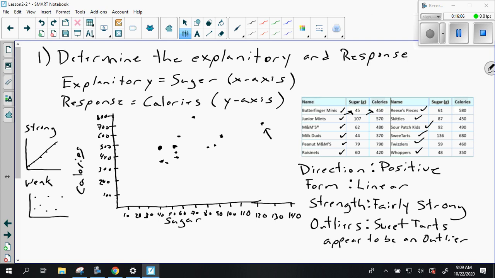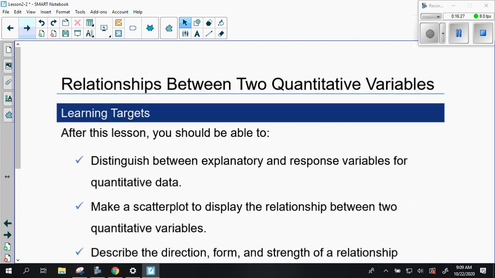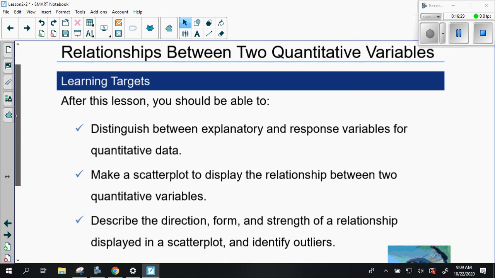And so there you have it. That's what you're going to need to be able to do for our lesson 2.2: create a scatter plot, and then describe the relationship between your explanatory and response variables by describing the direction, form, strength, and if there are any possible outliers. So there it is. We have done these things.